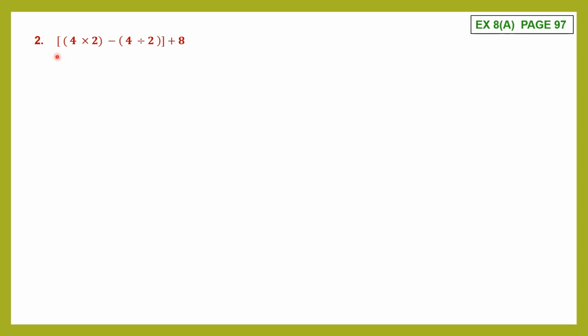Question 2. Now here we have square brackets. Inside the square brackets we have parentheses. Within the parentheses we have 4 into 2. Then we have minus. Again we have the parentheses, 4 divided by 2, brackets are closed, plus 8. So here, since we have square brackets and parentheses, we need to work out the parentheses first. Remember, in BODMAS, whenever you have brackets, that has to be done first. So in the brackets also we have an order, parentheses and then the square bracket. So simplifying parentheses, what do we get?